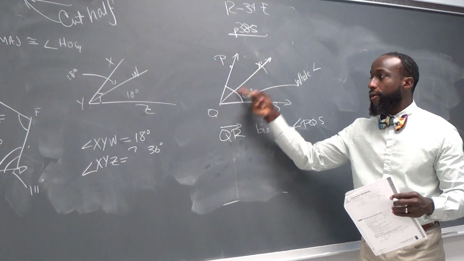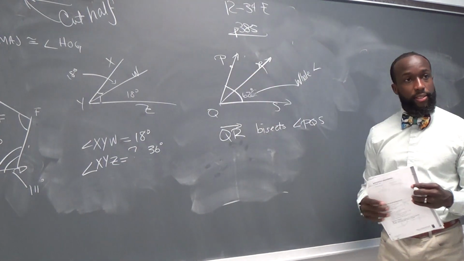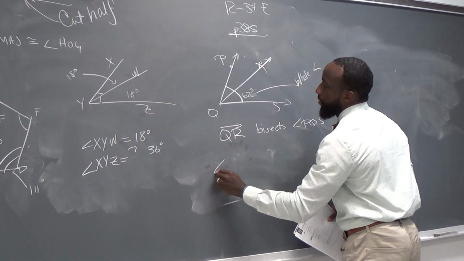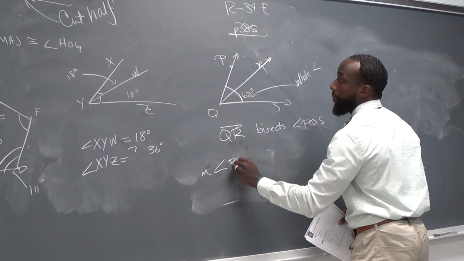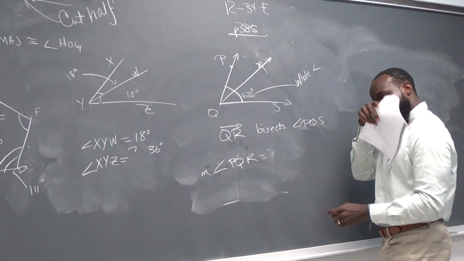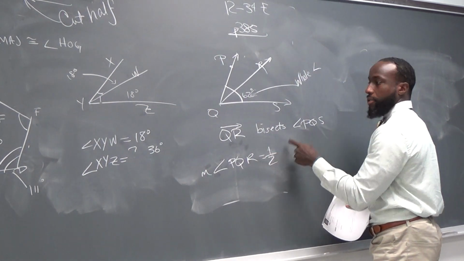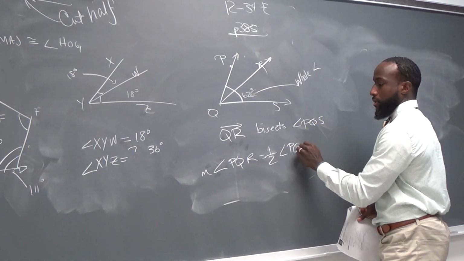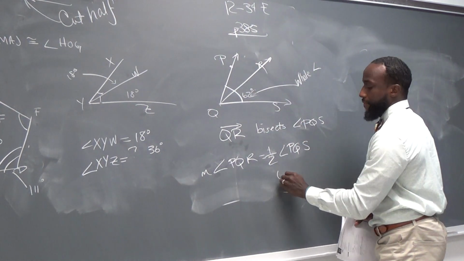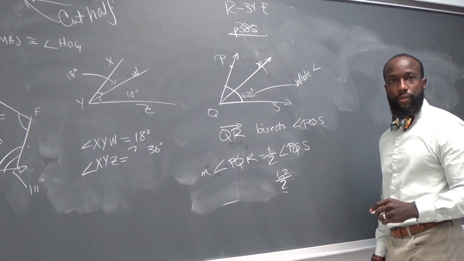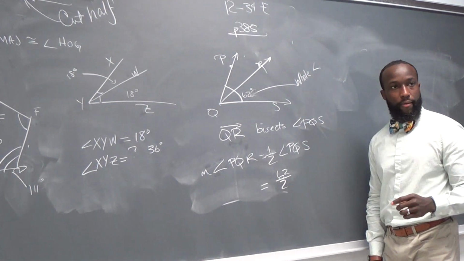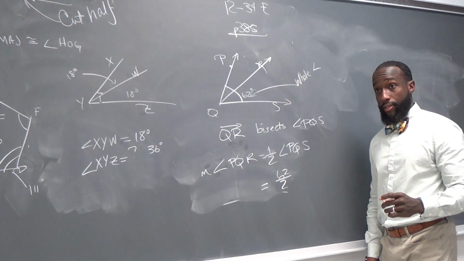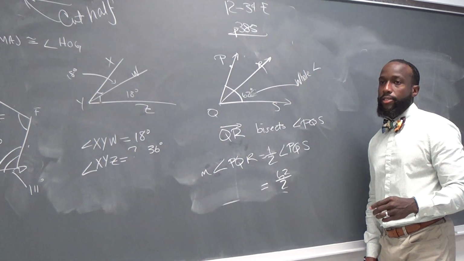So if ray QR bisects PQS, then the measure of any of these angles, so the measure of angle PQR, would be half of the whole thing, half of angle PQS. So it'll be half of 62, divided by 2. Everybody good with that? Mike, you good with this? Nah, it took you too long to say yeah.